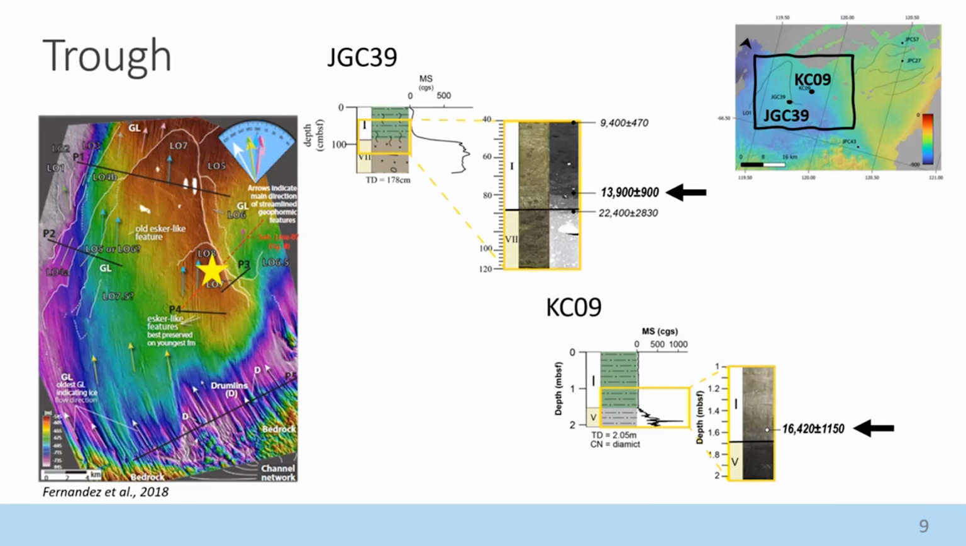And JGC 39, which is poured through this lobe stack, and this picture does a really good job showing just how stacked these units are. And so this isn't really technically a deglacial age, but we're using this age to figure out, okay, how long did it take for this unit to be deposited? And so this deposition ended about 13.9 thousand years ago.